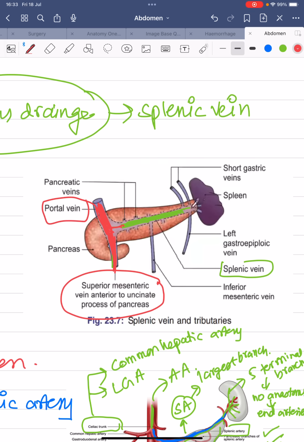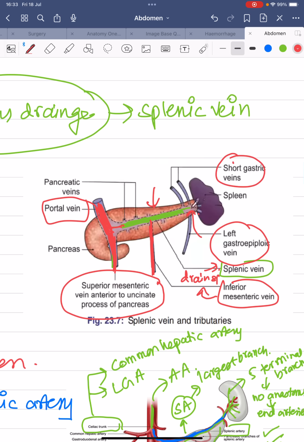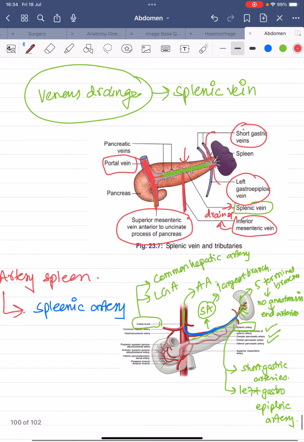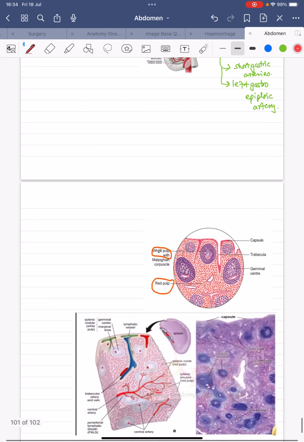And please remember, your inferior mesenteric vein usually drains into the splenic vein. So it is draining where? Into the splenic vein. The left gastroepiploic vein also drains into the splenic vein. Short gastric veins also drain into the splenic vein. So these are the important points of your venous drainage. Clear to everyone?